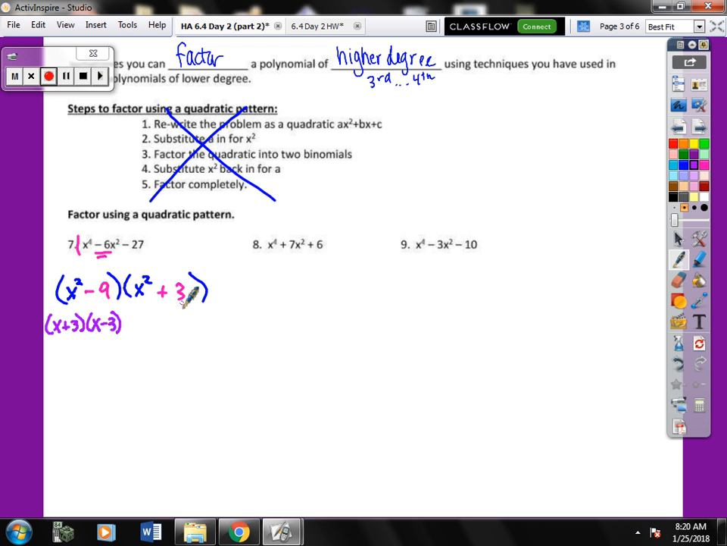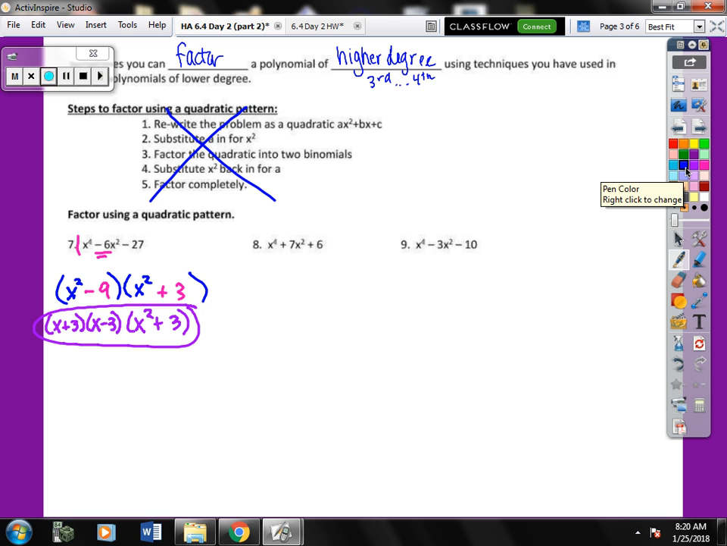Can we factor x squared plus 3? No. So that would just stay. Anytime you see an x squared and plus, it's not going to be factorable further. It has to be a perfect square. So that would be my final factored answer. Doesn't matter what order you put them in since they're factored. See if you guys can try the next two.